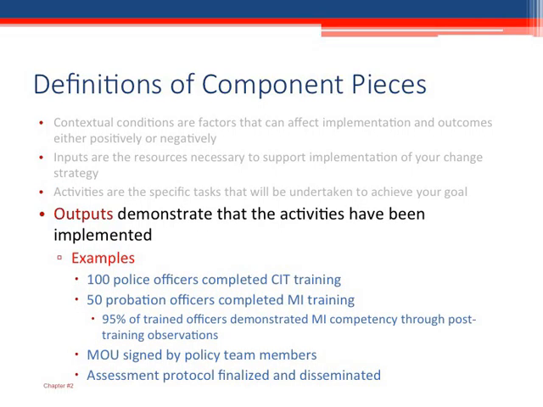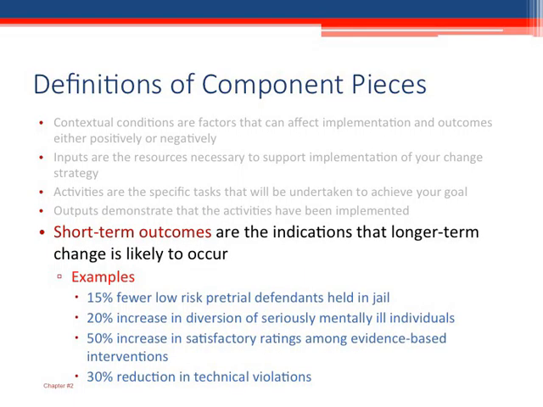Outputs are the immediate results of your activities. Think of outputs as evidence that the activity occurred. For example, if an activity is to conduct a CIT training course for police officers, an output is the number of officers trained. Another output might be that 50 probation officers received motivational interviewing training and 95% of class participants demonstrated competency on post-training observations. Other examples might be that an MOU is signed by the policy team, or a protocol is completed and disseminated. Outcomes are the short-term indicators that long-term change is likely to occur.